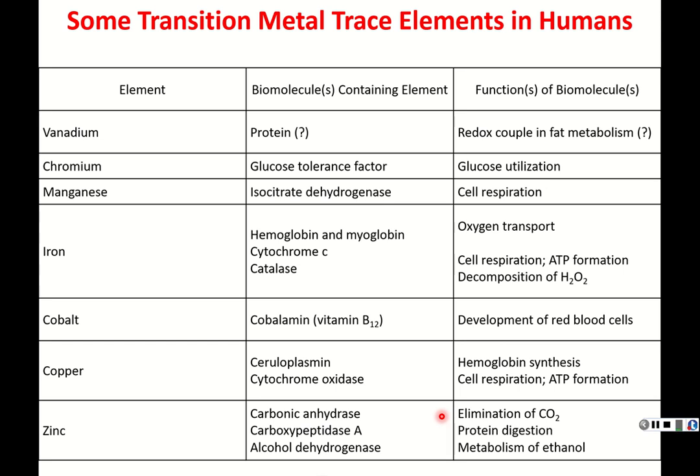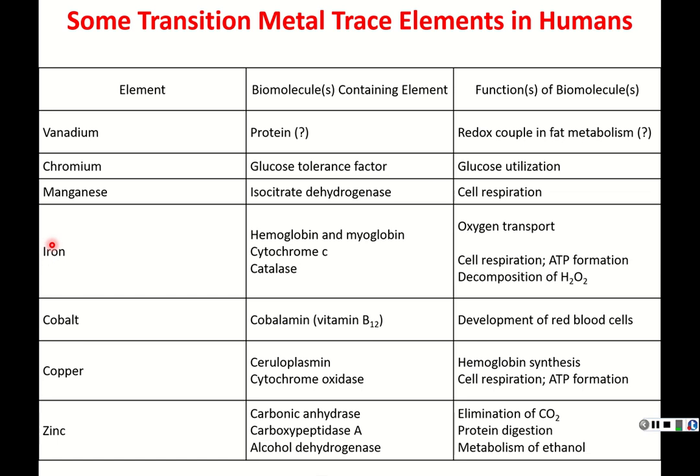And then chromium is involved in this glucose tolerance factor, which is important for glucose utilization. Okay. So a lot of you might see chromium in a multivitamin or in a supplement, and this is kind of what it's used for, to help glucose utilization.